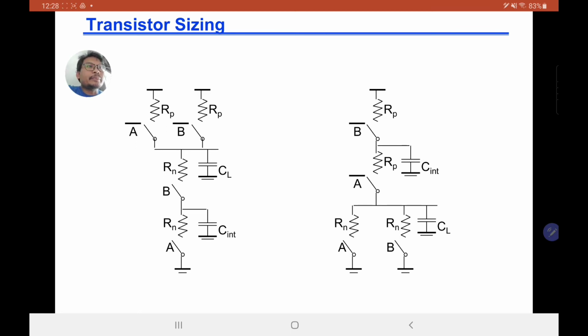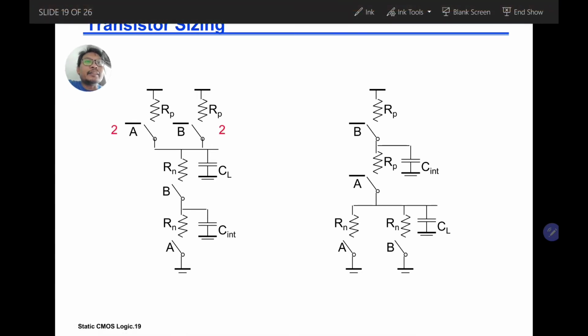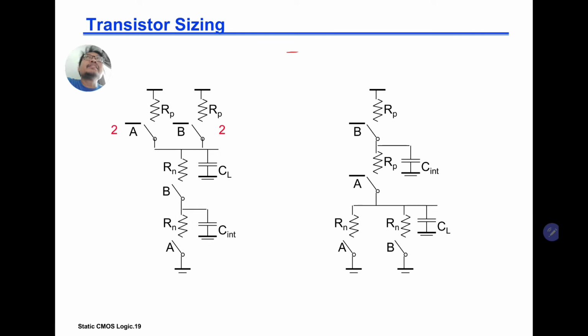So transistor sizing is very important, as we've seen in the previous chapter on the inverter. Transistor sizing will impact the VTC, the VM, and also the propagation delays, the high to low and low to high propagation delays. We've seen already how to size the inverters, and if you remember, for the inverter, the resistance of the PMOS is roughly twice that of the NMOS.